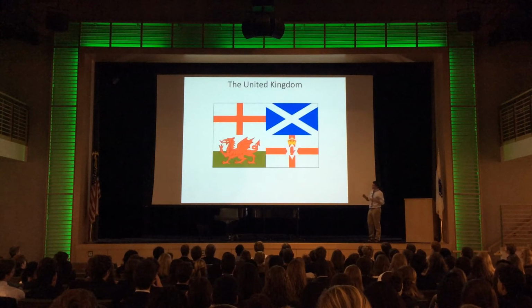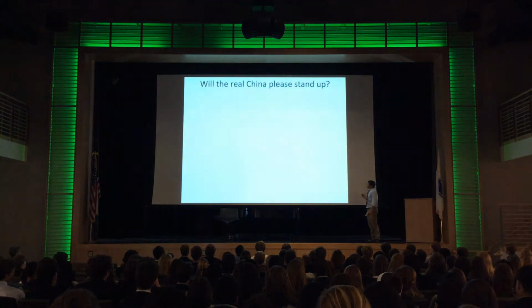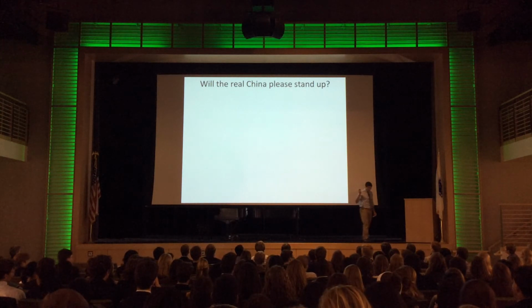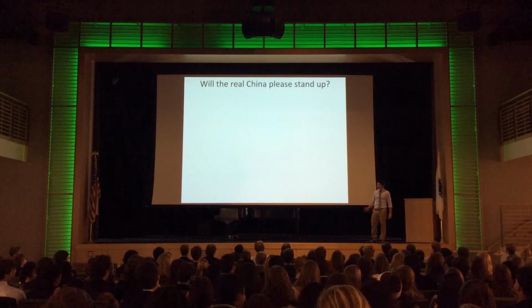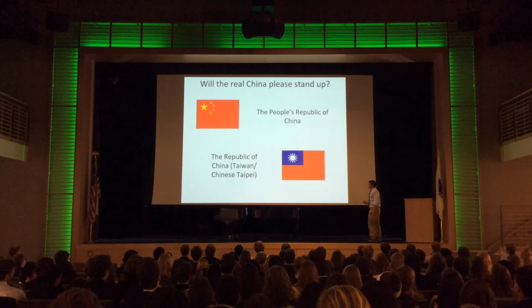So when it comes to counting these 4 quote-unquote countries, when coming to our number, we need to count them as one United Kingdom. Next, we need to ask ourselves, the real China has to stand up, because in case you did not know, there are 2 countries that are claiming to be China. The People's Republic of China, which is what most people think of when they think of China, and the Republic of China, otherwise known as Taiwan or Chinese Taipei.